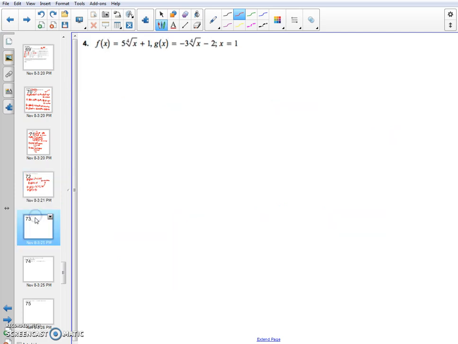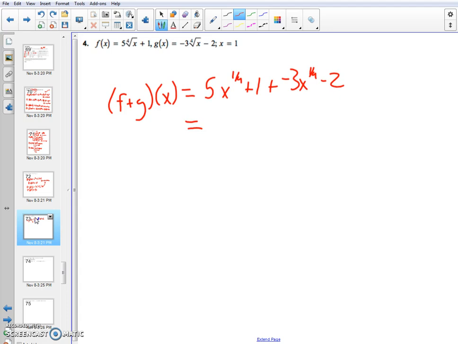Okay, we're going to try just one more, adding and subtracting another one where we have those rational exponents in here. So, same directions then. So number 4, f plus g of x is going to be the 5th root of x to the 1/4 plus 1 plus negative 3x to the 1/4 minus 2. So combining my like terms, since they're both just x to the 1/4, I can combine their coefficients. So 5 and negative 3 would be 2x to the 1/4. And combining the constants, positive 1 and negative 2 would be a negative 1.